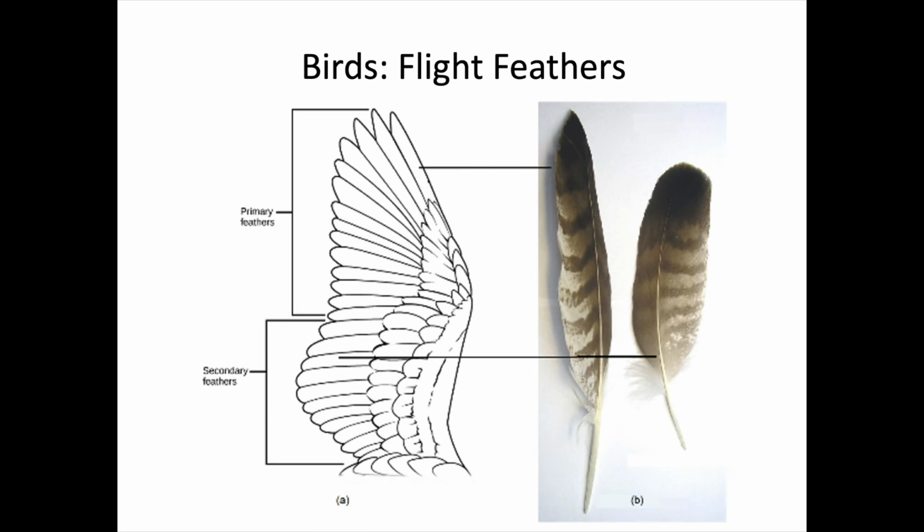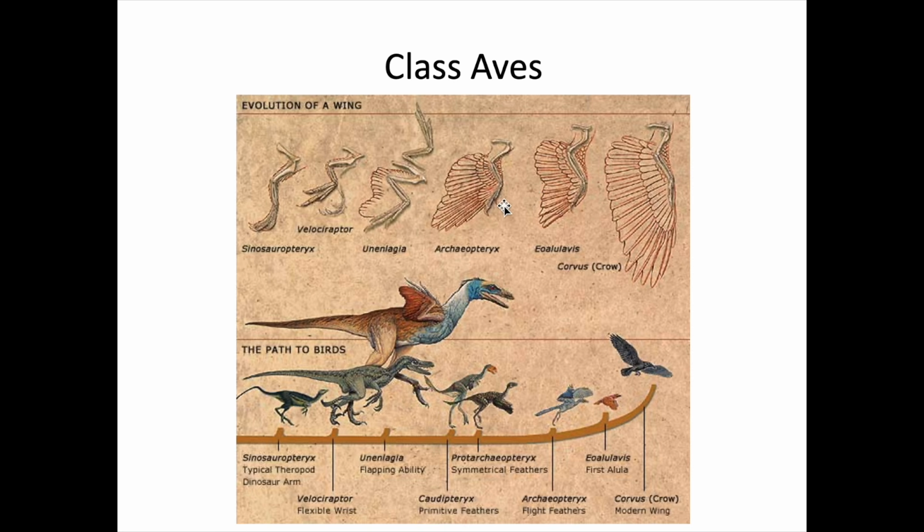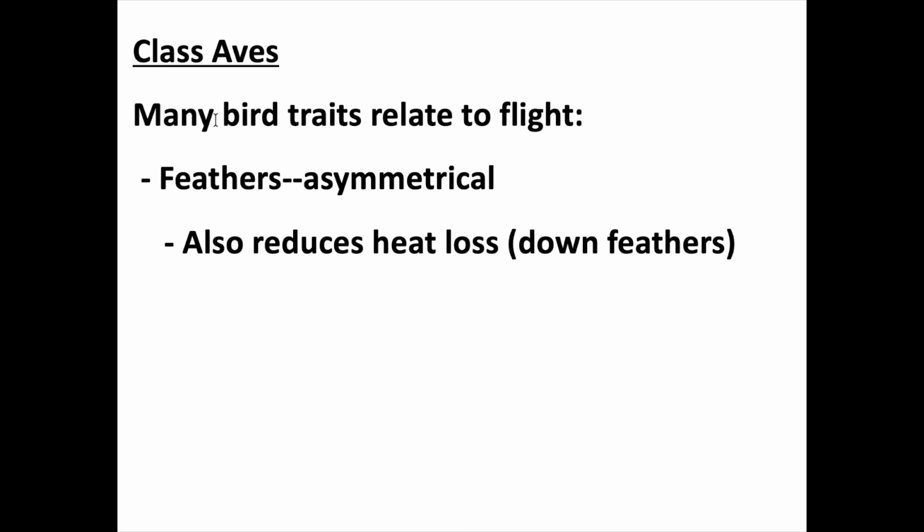More directly related to flight are their feathers. I won't get into the physics of this, but the fact that these feathers are asymmetrical is very important in how the wind flows over them and how they catch wind underneath them. The asymmetrical feathers are a very key evolutionary breakthrough in the evolution of flight. Still talking about traits that relate to flight: feathers, asymmetrical. These also help mitigate heat loss, these down feathers.